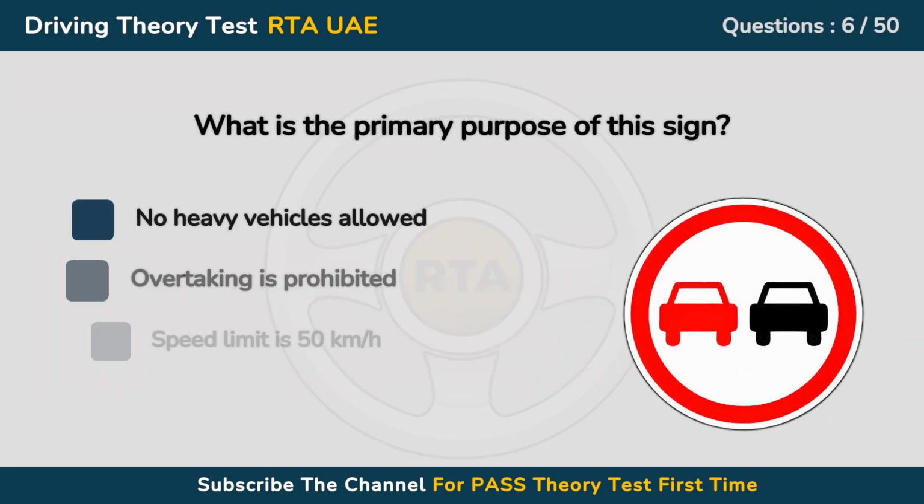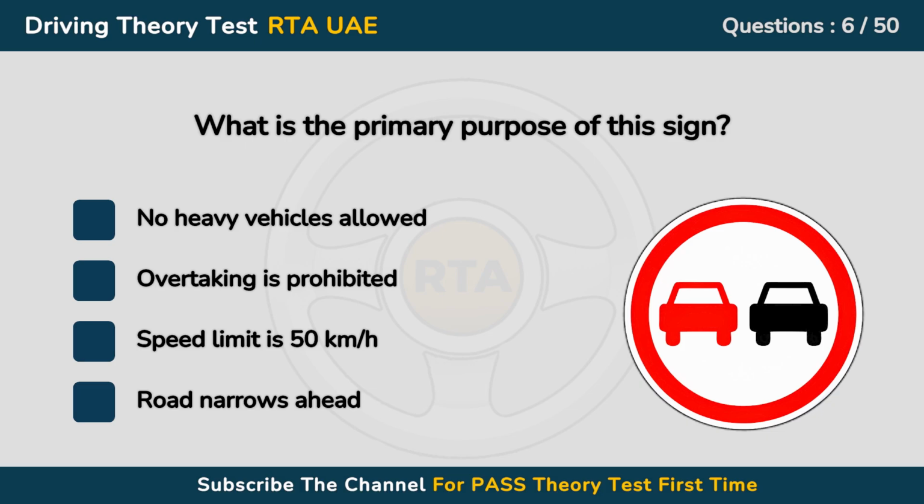Question 6. What is the primary purpose of this sign? A. No heavy vehicles allowed. B. Overtaking is prohibited. C. Speed limit is 50 kilometers per hour. D. Road narrows ahead.